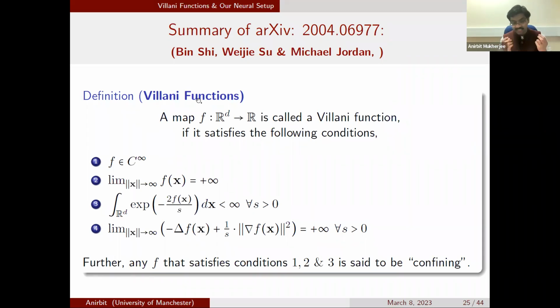This is a very tricky condition, and the fourth condition is the real meat of the Villani condition. It is this particular balance between how the Laplacian grows at infinity and how the square of the norm of the gradient grows at infinity. Any function that satisfies the first three conditions is said to be a confining function. Okay. If people have questions, I can take them now before I go into more details.